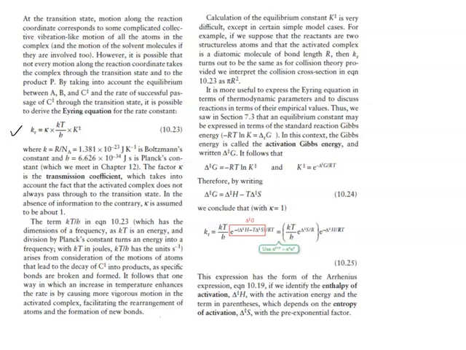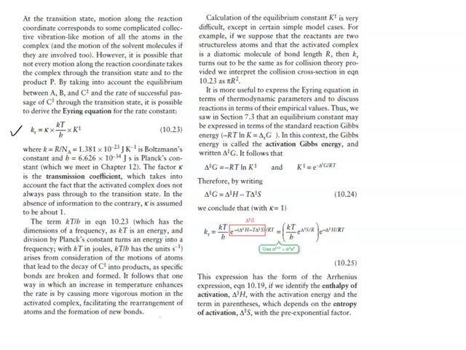Calculation of the equilibrium constant, K, is very difficult except in certain simple model cases. For example, if we suppose that the reactants are two structureless atoms and that the activated complex is a diatomic molecule of bond length r, then K turns out to be the same as for collision theory, provided we interpret the collision cross-section in the equation as pi r squared.